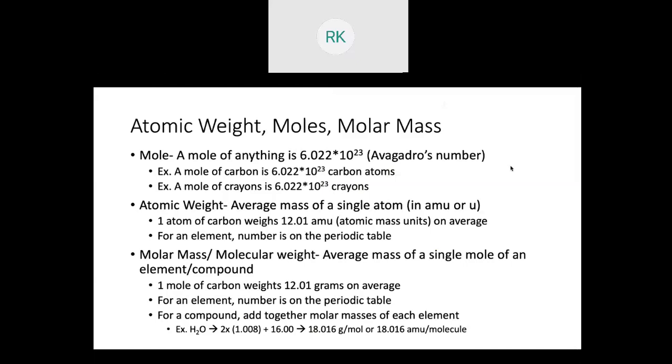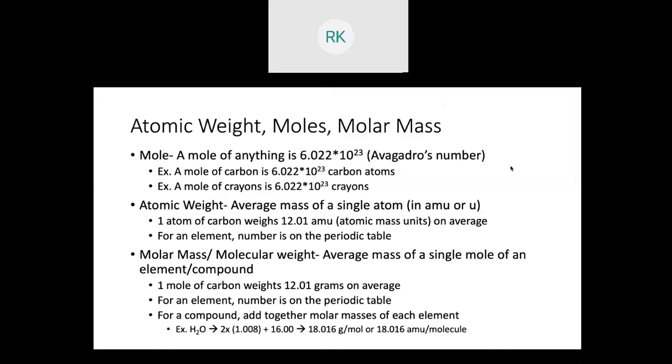But it doesn't just apply to chemistry and atoms, right? You could say you have a mole of crayons if you had 6.022 times 10 to the 23rd crayons, right? Again, it just means that number of anything. But you really won't see it outside of chemistry.